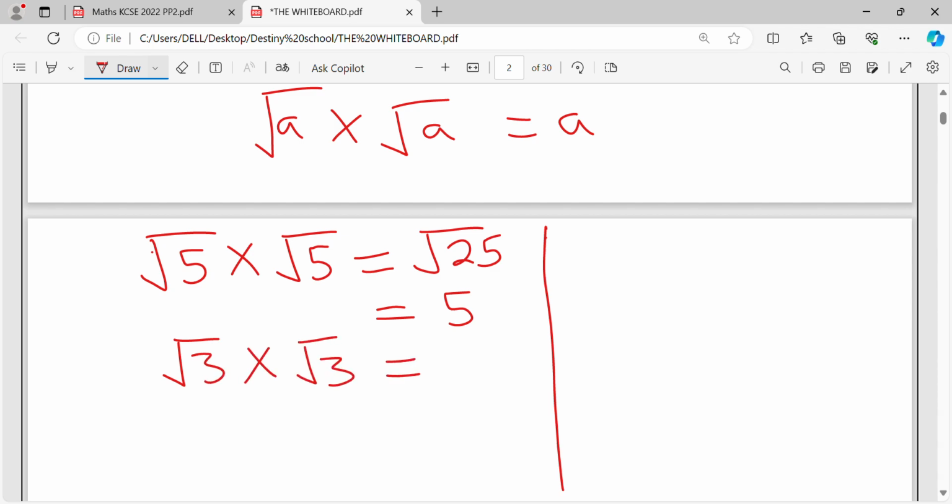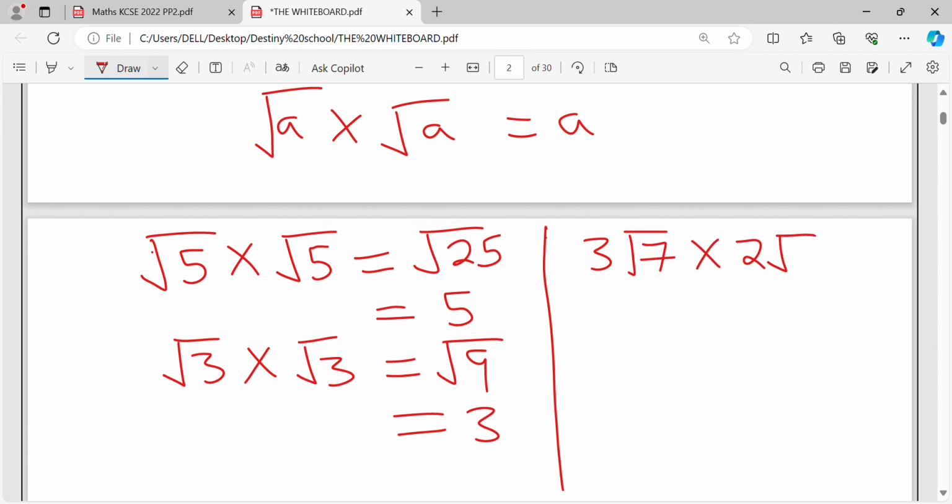So that is how it will keep on behaving till the end. For example, if maybe we have root 3 times another root 3, if you multiply 3 times 3, you are going to get 9. And the square root of 9 is known. It is 3. So that is what I meant by that.